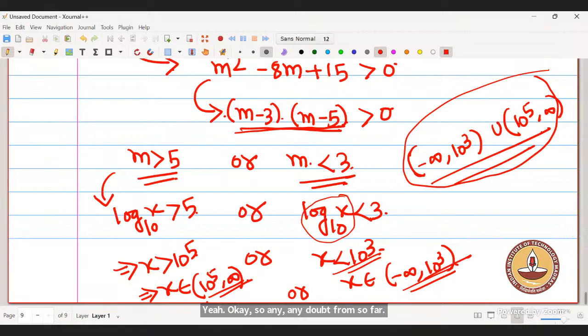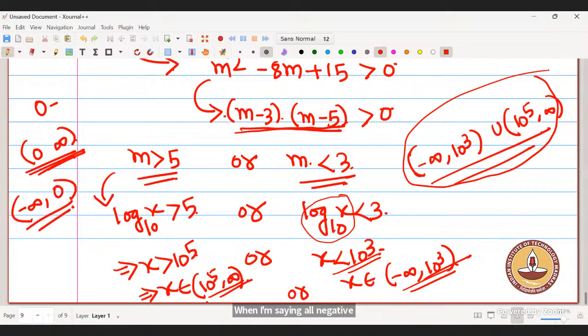Yes, sir. What is your doubt? Sir, R positive is equivalent to 0 to infinity. Yeah, positive means zero excluding. Okay, 0 to infinity. This is positive, because 0 is neither positive nor negative. So when I'm saying all the positive numbers, that means 0 to infinity. When I'm saying all negative numbers, that means minus infinity to 0. When I'm saying all non-negative numbers, that means 0 to infinity, because I'm excluding the negative numbers.